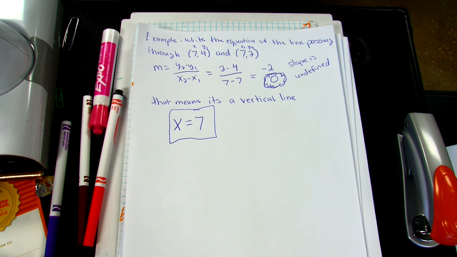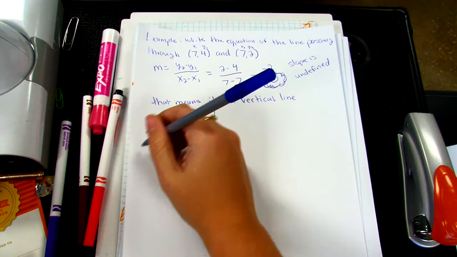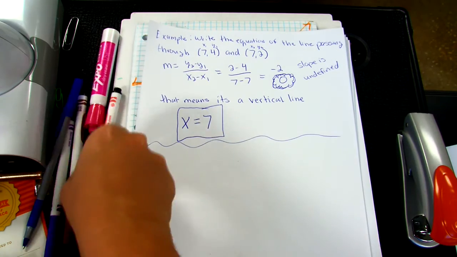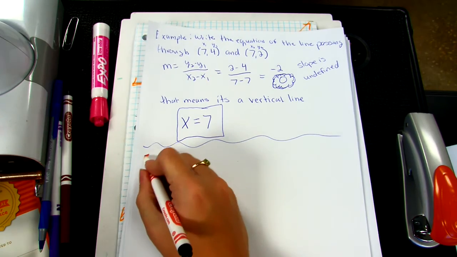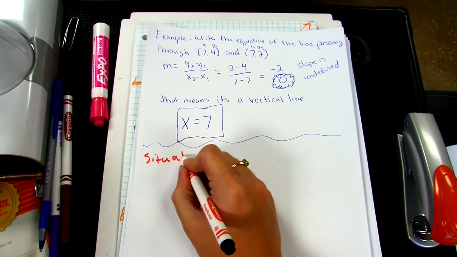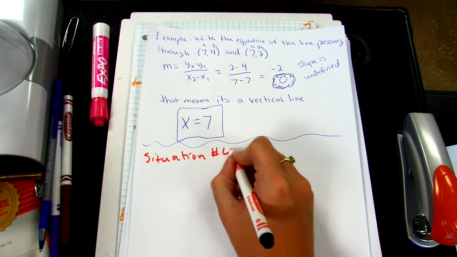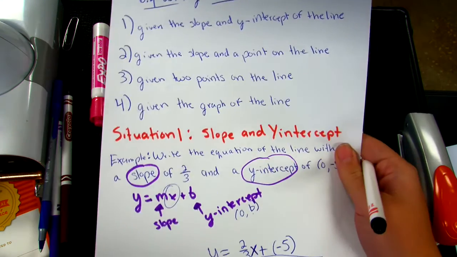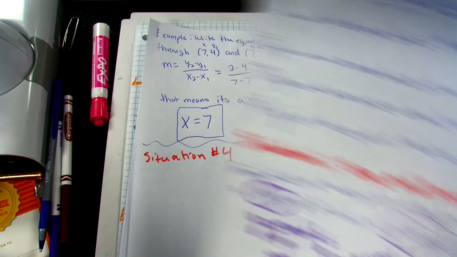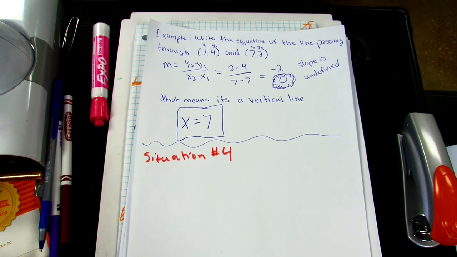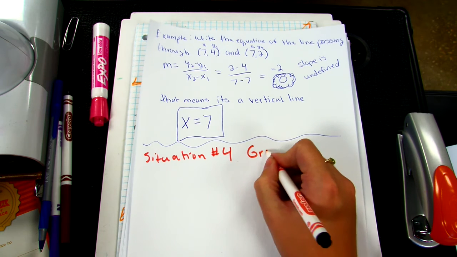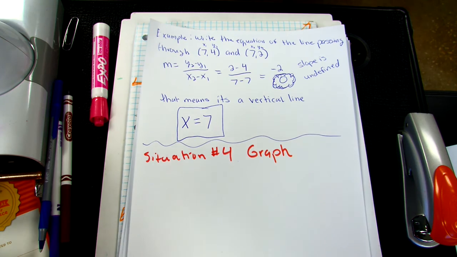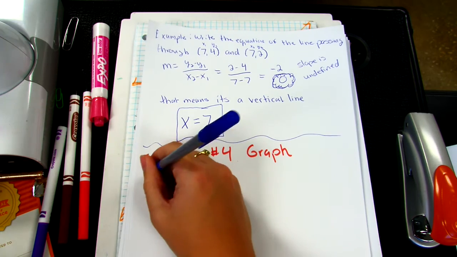All right, we have one more situation to talk about. So situation 4, given the graph of the line. So in situation 4, we're just given the graph, and we have to write the equation.